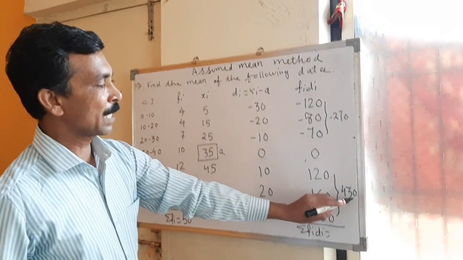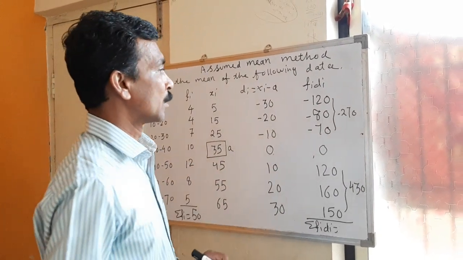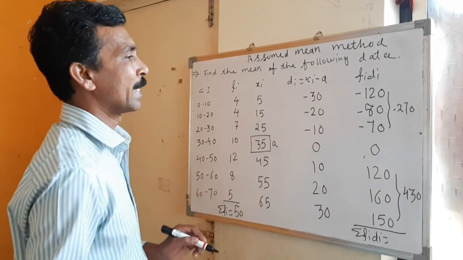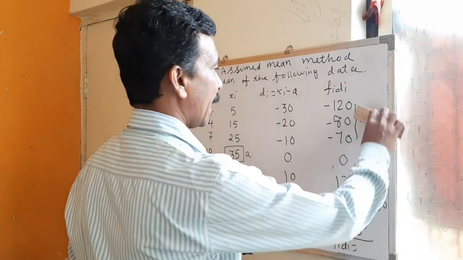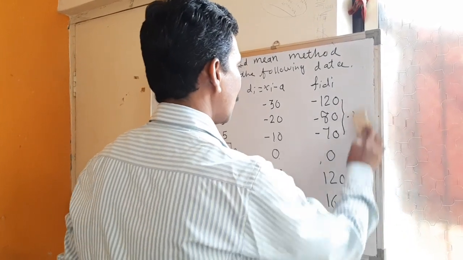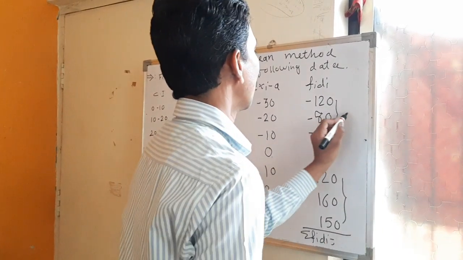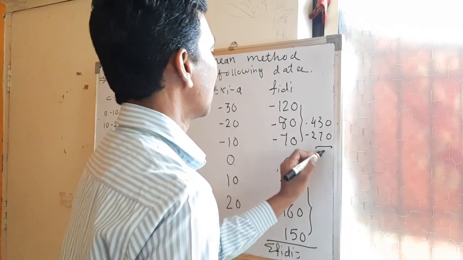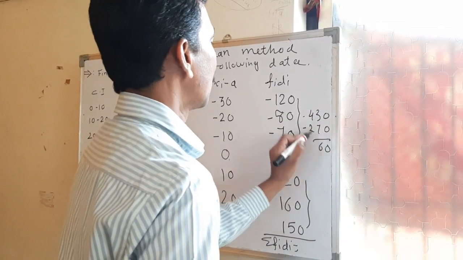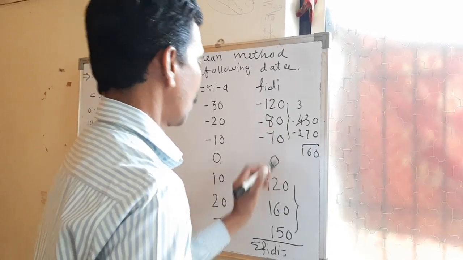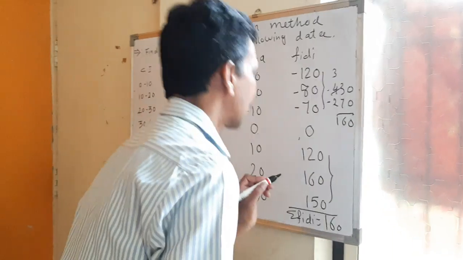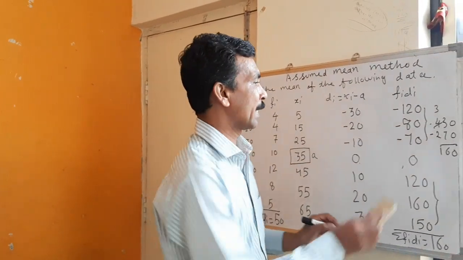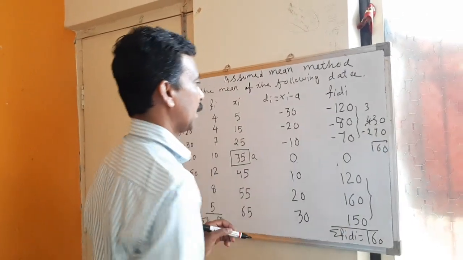This is plus 430. This is minus 270. We will subtract 430 and 270. 430 minus 270: 0, 3 minus 7, 6, 3 minus 2, 1. So it is 160. 430 minus 270 is 160.